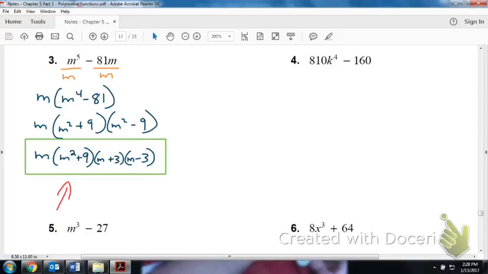Number 4, same idea. We can probably divide 810 by 160. Let's try that real quick. 810 divided by 160. Nope. Well, let's divide them both by 10. If I divide them both by 10, I get an 81 and a 16. Is that divisible by 4? No, this is divisible by 8? No, divisible by 2? No. Yep, those are done the way they are. So the only thing you divide this by is 10.